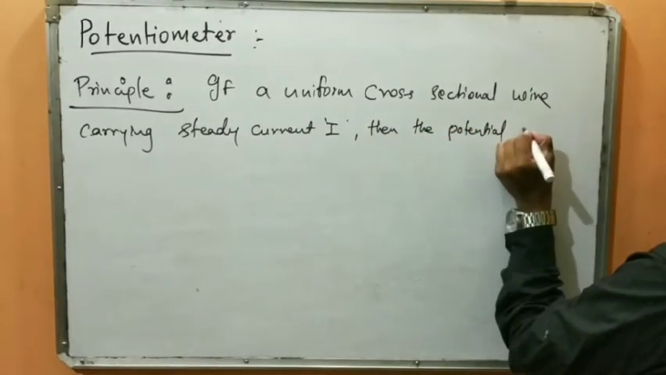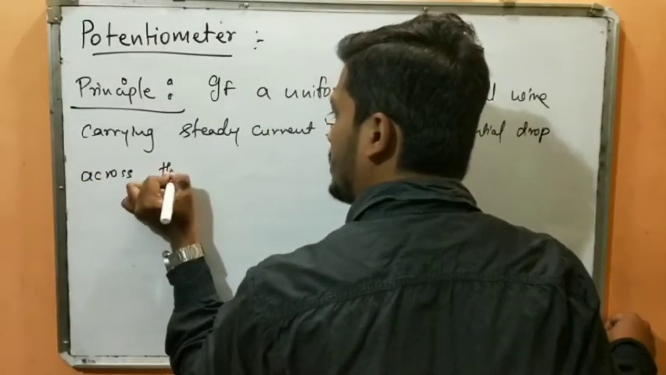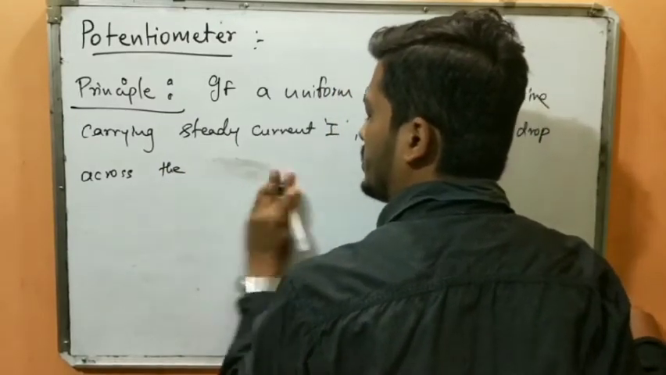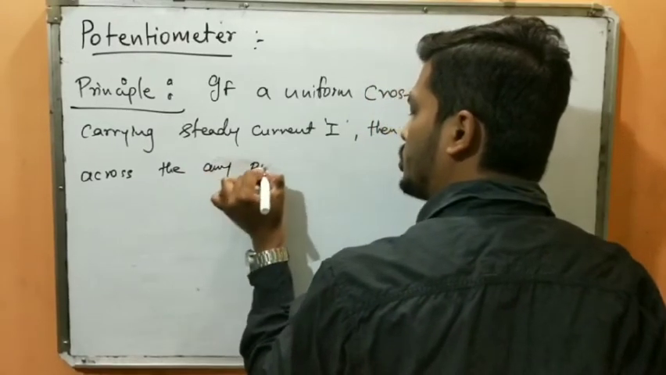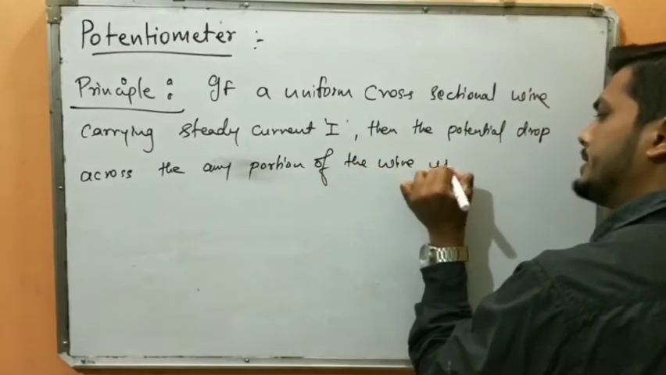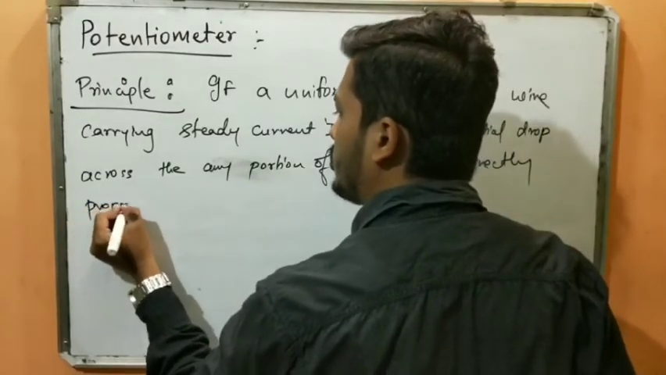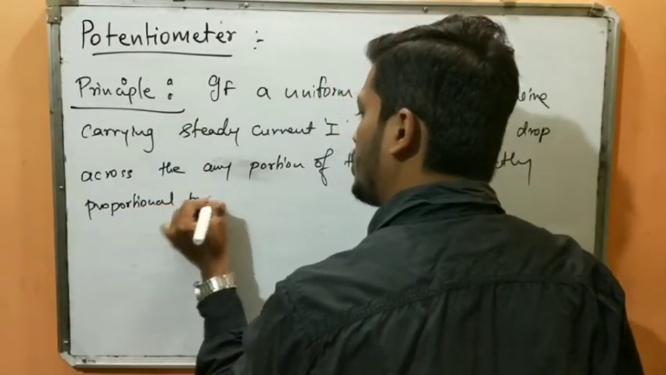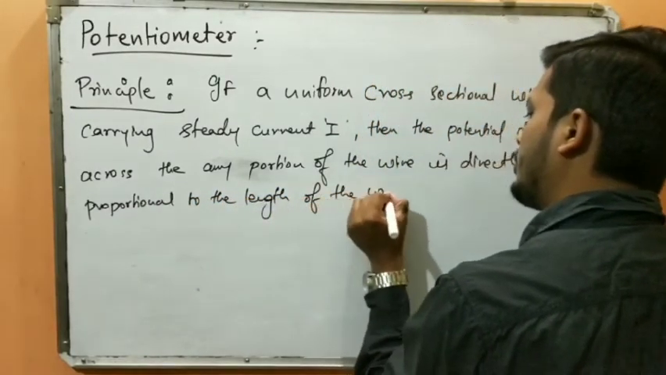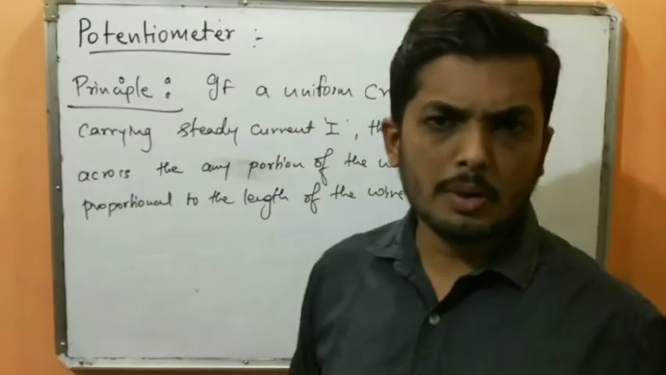or the fall in the potential, then the potential drop across any portion of the wire is directly proportional to the length of the wire. And I am talking about the balancing length. You can remember in the meter bridge what exactly.